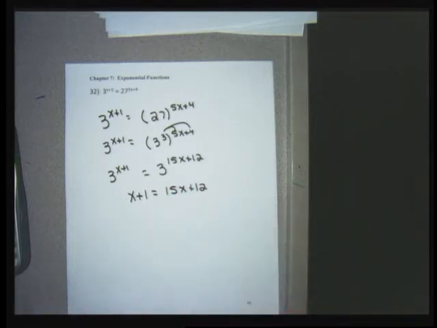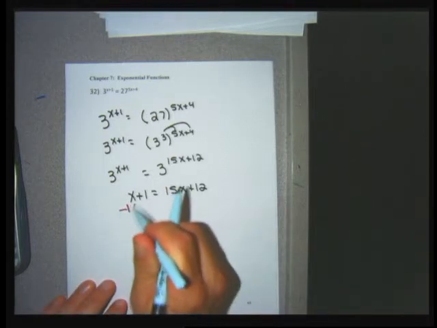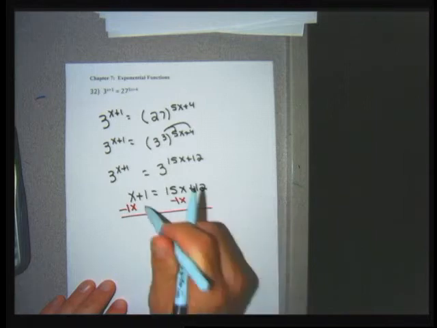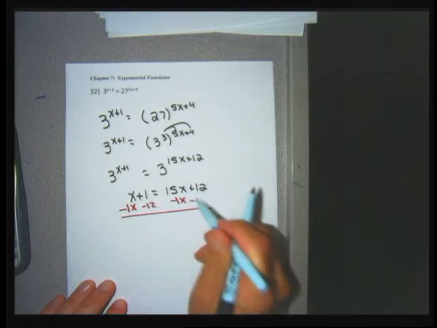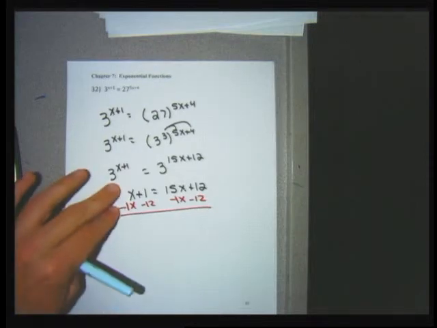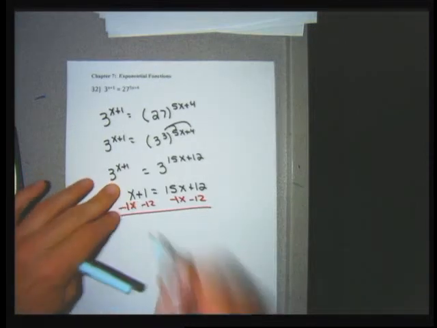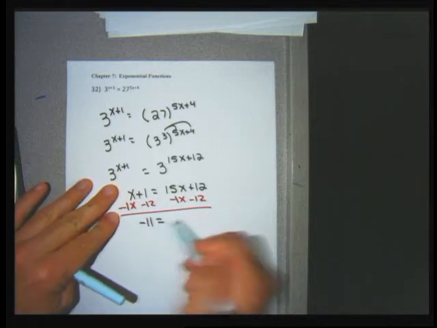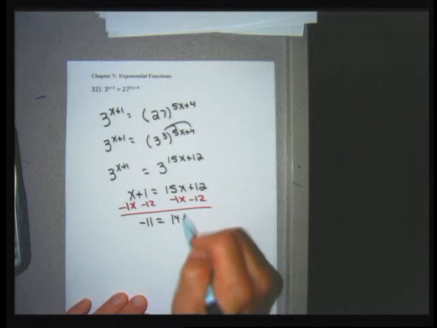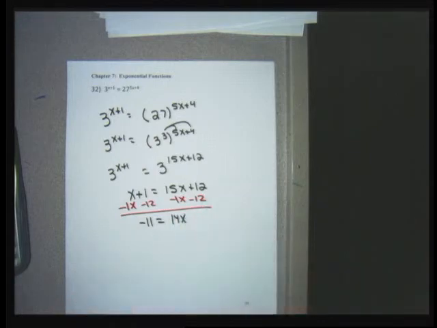So I'm going to get minus 1x from both sides to get the x's positive and on the right side, and minus 12 from both sides to get the numbers on the opposite side from the x's. On the left side, when I minus 1x, it cancels the x. 1 minus 12 is negative 11. On the right side, 15x minus 1x is 14x. And on the right side, the 12's cancel.